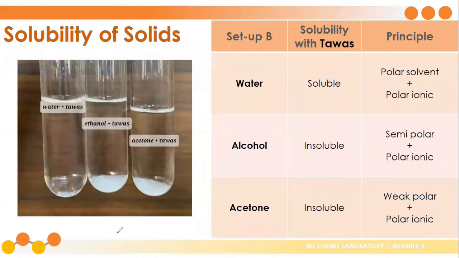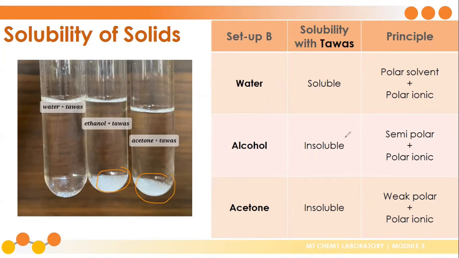Let's now proceed with our setup B, wherein using the same solvents, which are water, alcohol, and acetone, we will try to dissolve a new solute, which is tawas. Tawas is a polar ionic compound similar to our salt, so it will produce the same result as our first setup. Upon combining water and tawas together, tawas will be soluble in water. It will be insoluble in our alcohol, as you can see here. It settled at the bottom, and it will be insoluble again in acetone.